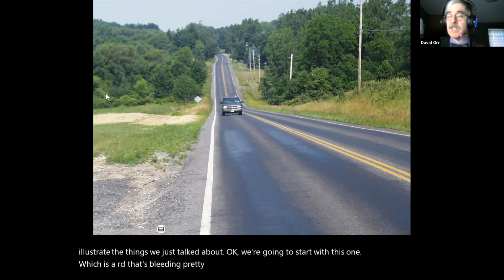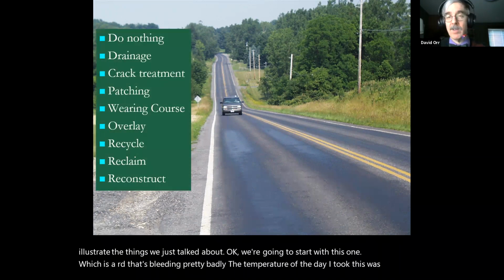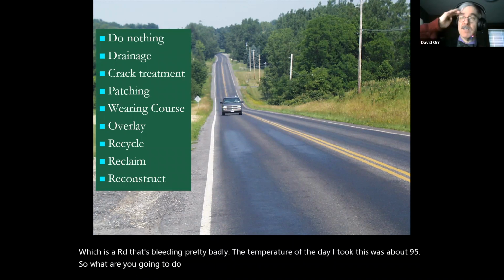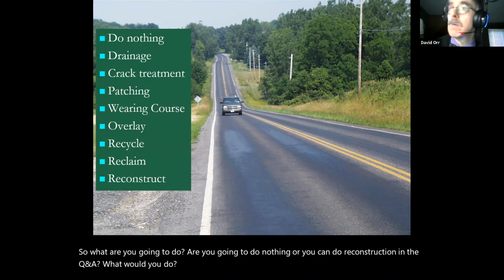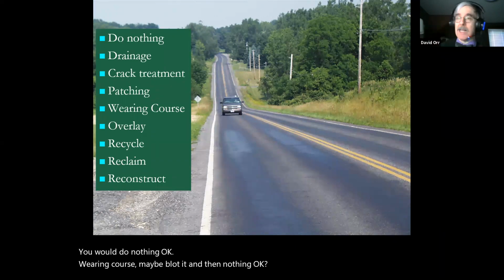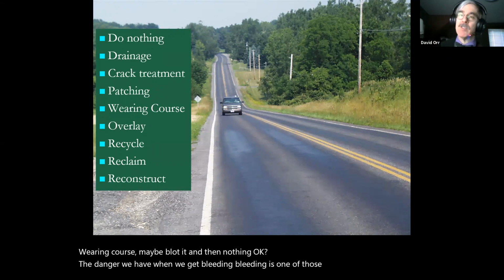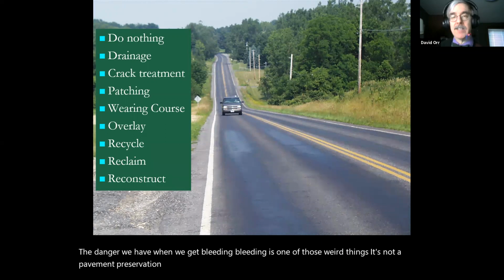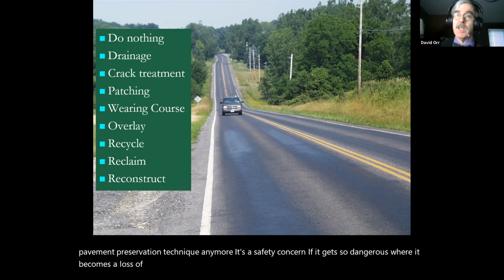The temperature of the day I took this was about 95. So what are you going to do here? Are you going to do nothing? Or are you going to do reconstruction? In the Q&A, what would you do? You would do nothing. Wearing course, maybe blot it and then nothing. The danger we have when we get bleeding is one of those weird things. It's not a pavement preservation technique anymore. It's a safety concern. If it gets so dangerous where it becomes a loss of friction, we have to do something. I can tell you right now, that's one of the hardest things to fix is bleeding.